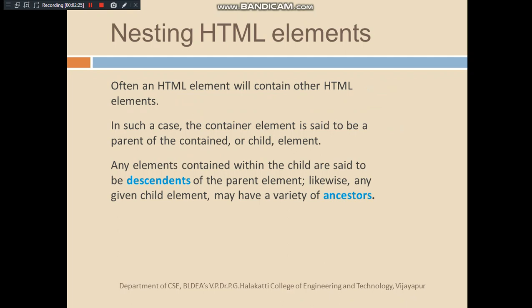One more important nature of HTML code is that the elements are nested, that is, one element is placed inside another element. In such a case, the container element is said to be the parent of the contained element, or the child element. Any element contained within the child is said to be a descendant, so descendants of that parent element. Likewise, any given child element may have a variety of ancestors also.